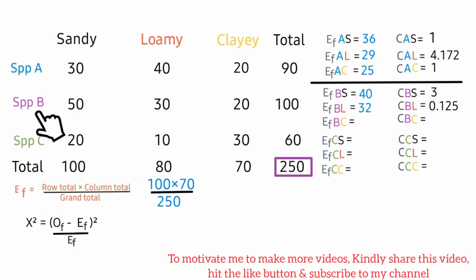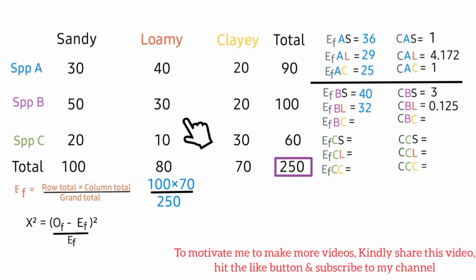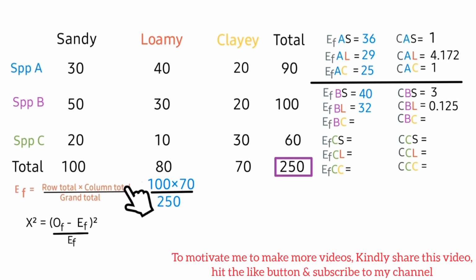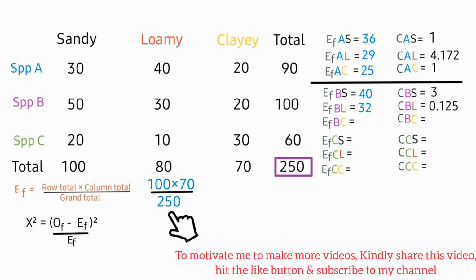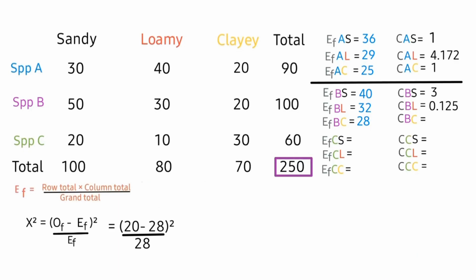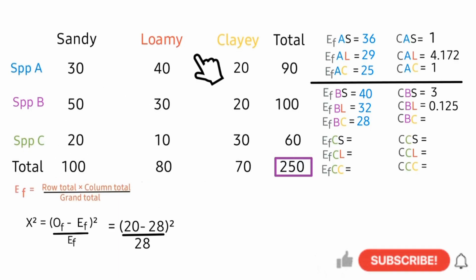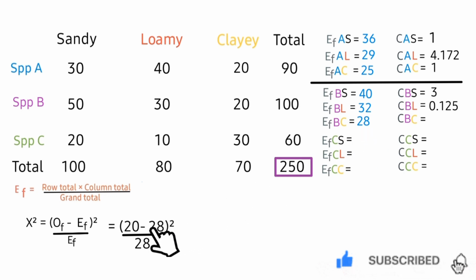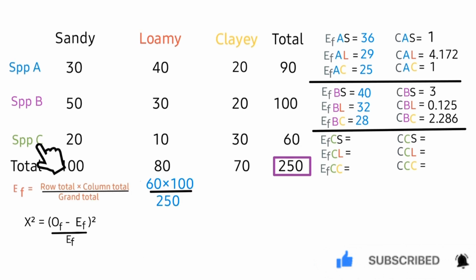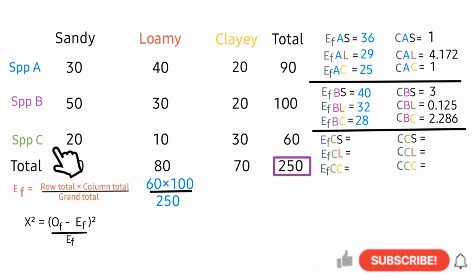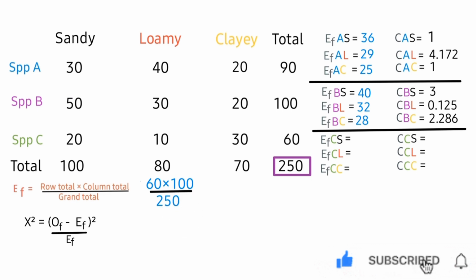Expected frequency for species B and clay soil: the row total is 100 times the column total divided by the grand total. Contribution to chi for species B and clay soil: the observed frequency is 20 minus the expected frequency being 28, all squared, divided by the expected frequency. Expected frequency for species C and sandy soil: we have 60 as the row total times the column total divided by the grand total.